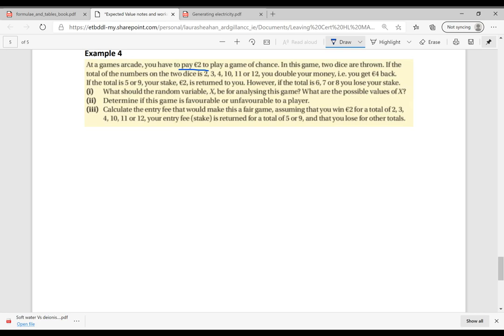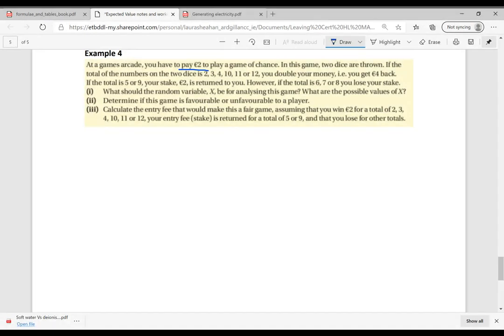What should the random variable x be for analysing the game, and what are the possible values of x? Okay, so my random variable is x. I could make a table here that had 2, 3, 4, 5, 6, 7, 8, 9, 10, 11, and 12. Okay, that's going to be a massive table.